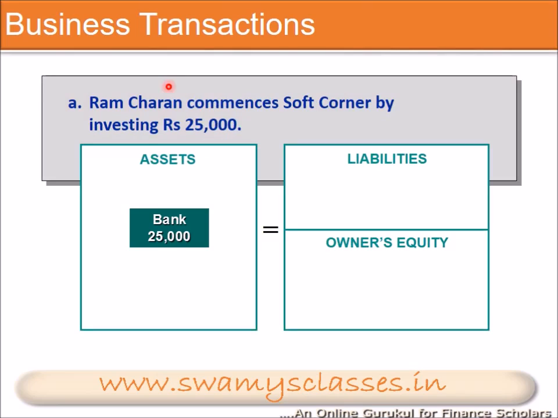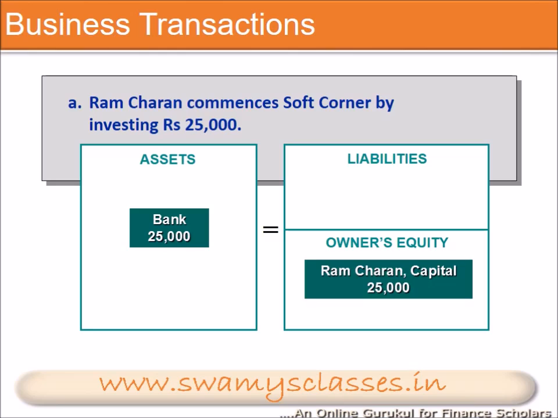Asset side will go up in the name of bank account by 25,000 rupees. Parallelly, owner's equity will go up in the name of capital account. To be more specific, Ram Charan's capital 25,000. So we see here assets going up and the owner's equity going up by the same amount, so your equation is matching. Similarly, we will pick up other transactions and see how it works.